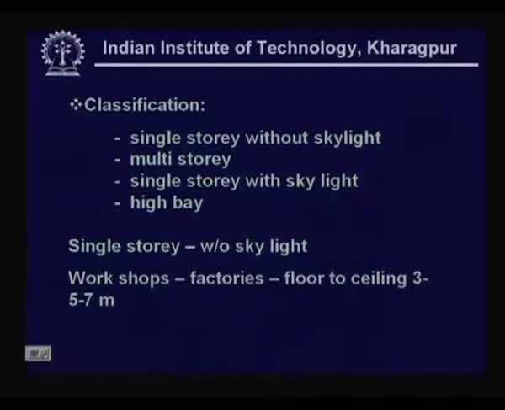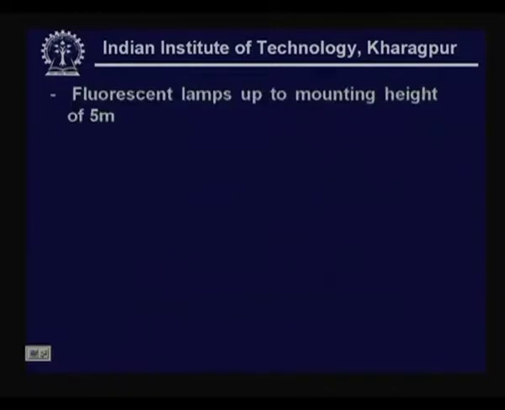Now, single story without skylight, normally you have workshops, factories, and they typically have floor to ceiling heights varying from 3 to 7 meters. This is the typical workshop for small products. 3 to 7 meters is the height, and at such low heights, where the color rendering becomes important, possibly the production involved is with small components, it's preferable to use fluorescent lamps, which are mounted anywhere up to the height of 5 meters.